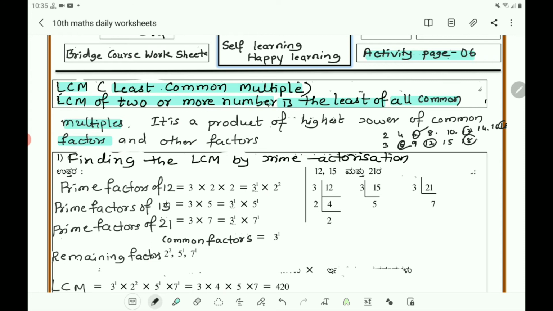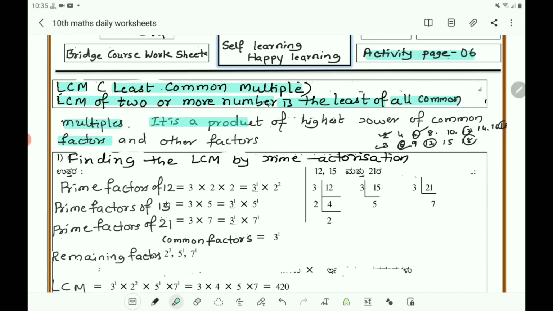Therefore, the LCM of 2 and 3 is 6. Here, once again you can verify that 2 and 3 are co-prime to each other. If any two numbers are co-prime to each other, their product becomes their LCM. Now here, the method of finding the LCM by prime factorization. If you want to use the method of factorization to get the LCM of two numbers, what is the LCM?